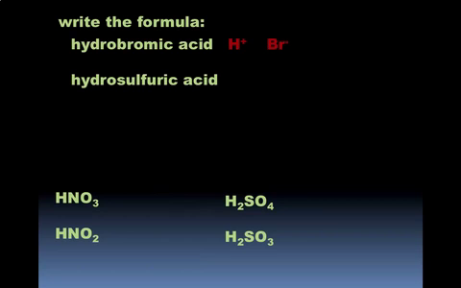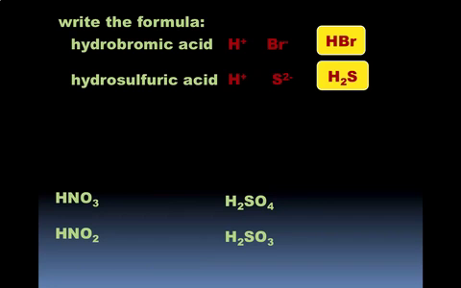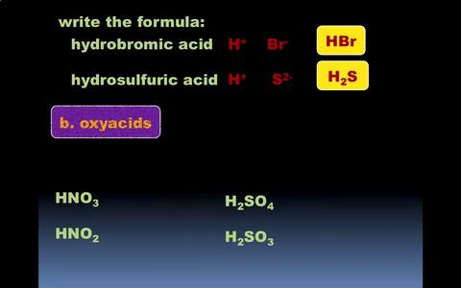So hydrobromic will be hydrogen and bromine. They're -1 and +1, so they cancel out, so you just get HBr. For hydrosulfuric acid, that is hydrogen and sulfur. Hydrogen's a +1, but sulfur is a -2, so you're going to need 2 hydrogens and 1 sulfur to balance out, H2S.